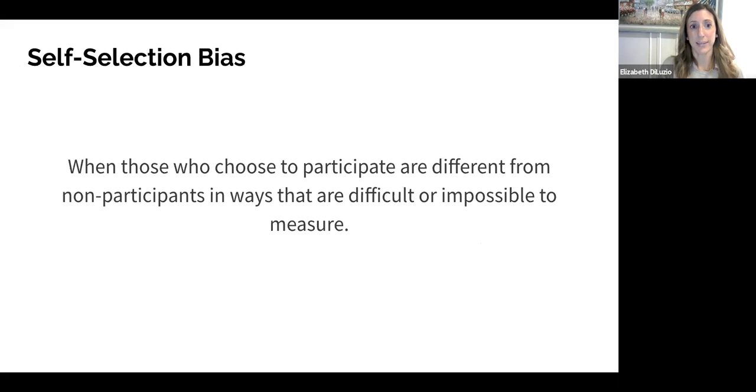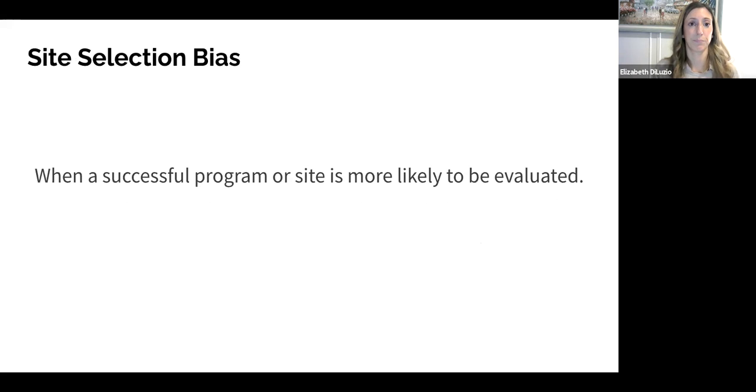Similar to that is self-selection bias, and that's when people choose to participate or not participate, whether it's in the program or in the evaluation. And that can make it very difficult to measure the integrity of the program.